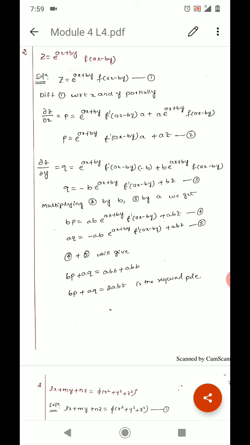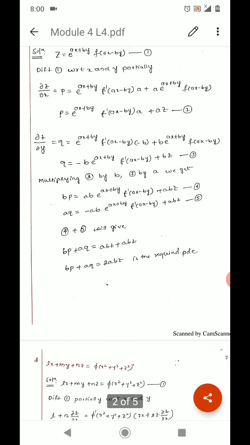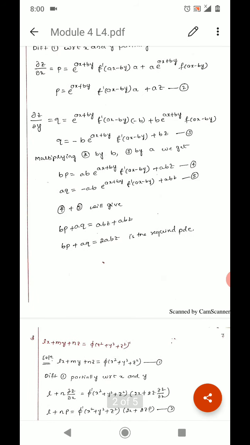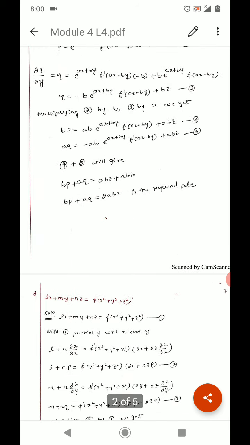So now adding equation 4 and 5, we obtain first left side, that is bp plus aq, which is equal to, here first terms, that is ab e power ax plus by f dash of ax minus by, and minus ab e power ax plus by f dash of ax minus by get cancelled. Remaining is abz plus abz, that is 2abz. So bp plus aq is equal to 2abz, which is the required PDE.